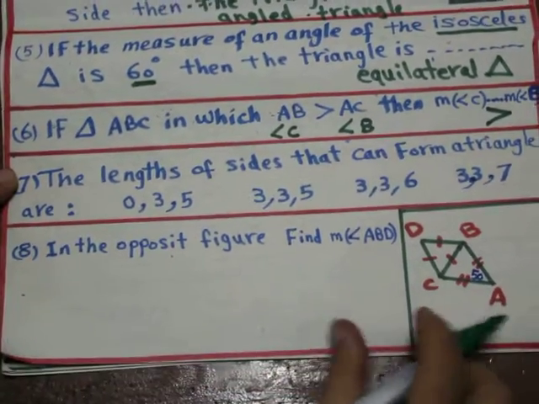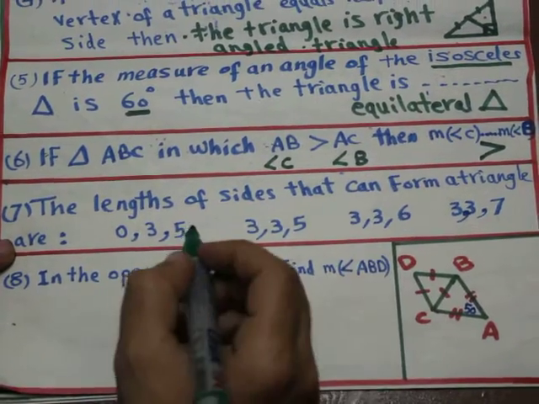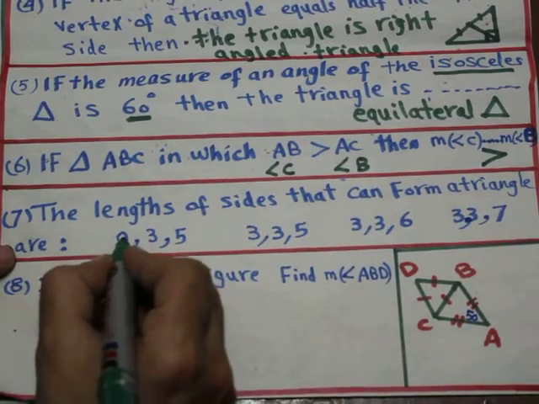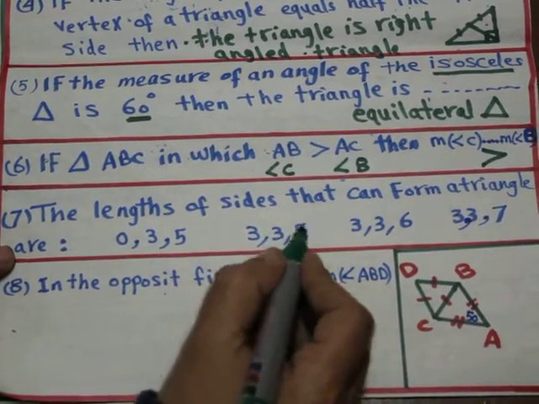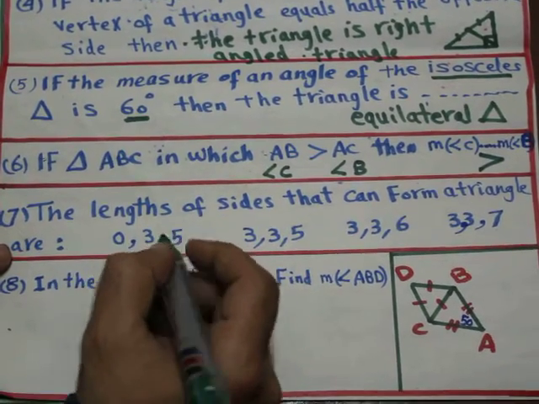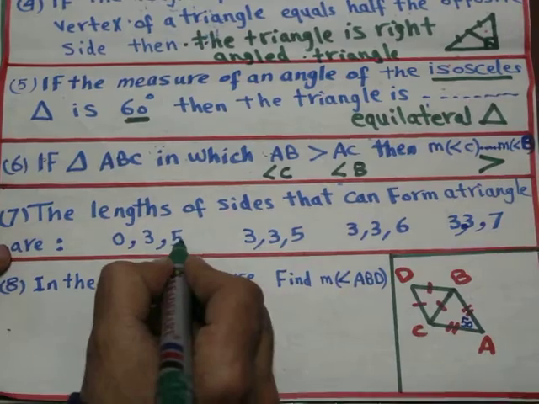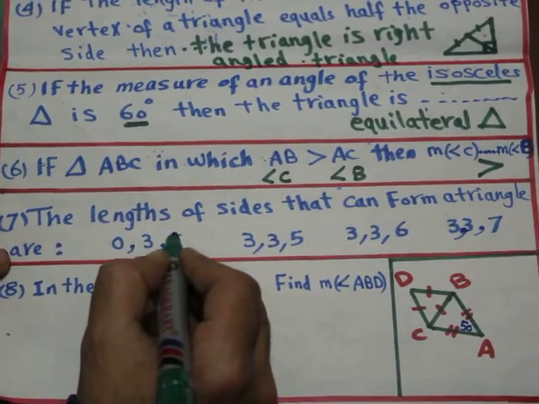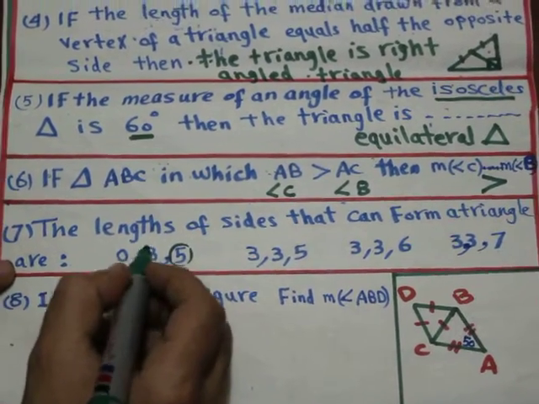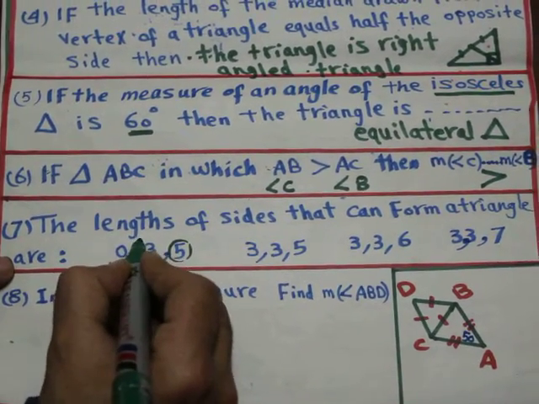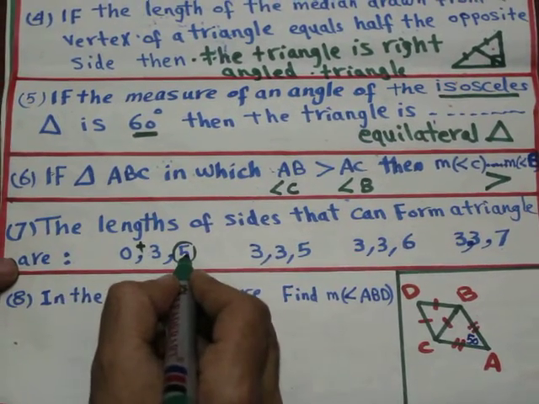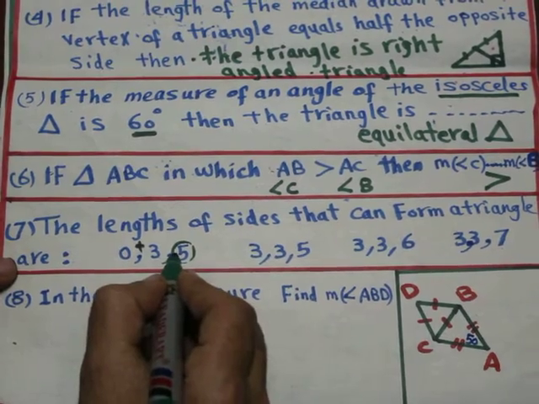Number 7. The lengths of sides that can form a triangle are 0, 3, 5; 3, 3, 5; 3, 3, 6; 3, 3, 7. To solve this problem, you can choose the greater number, which is here 5, and add the smaller sides together. So we have 0 plus 3 equals 3, but the sum is smaller than the third side, so it can't form a triangle.